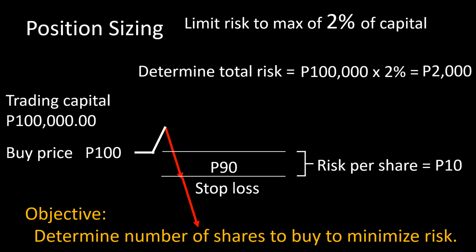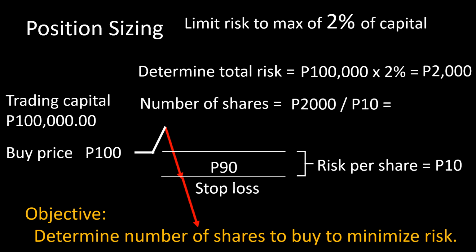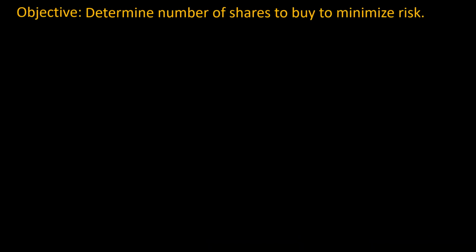Next, you will compute the number of shares you need to buy by dividing your total risk of 2,000 pesos by the risk per share of 10 pesos, and you get 200 shares. So, that's how you compute the number of shares you need to buy to minimize your risk. Complicated? Well, we will summarize these steps in the coming slide.